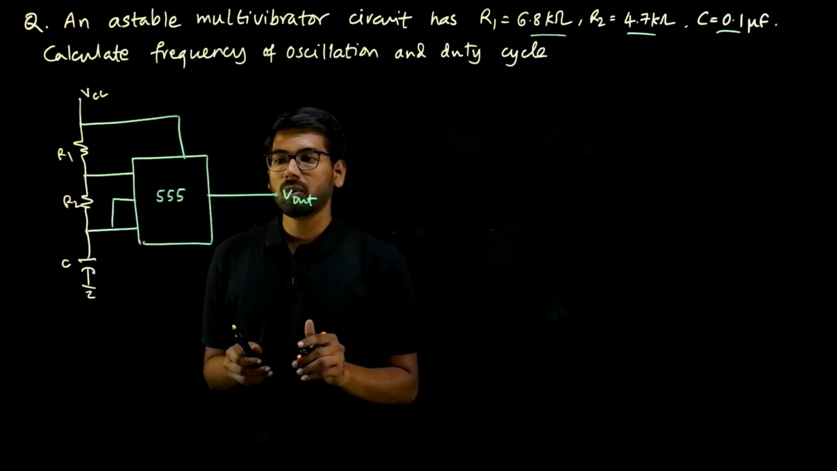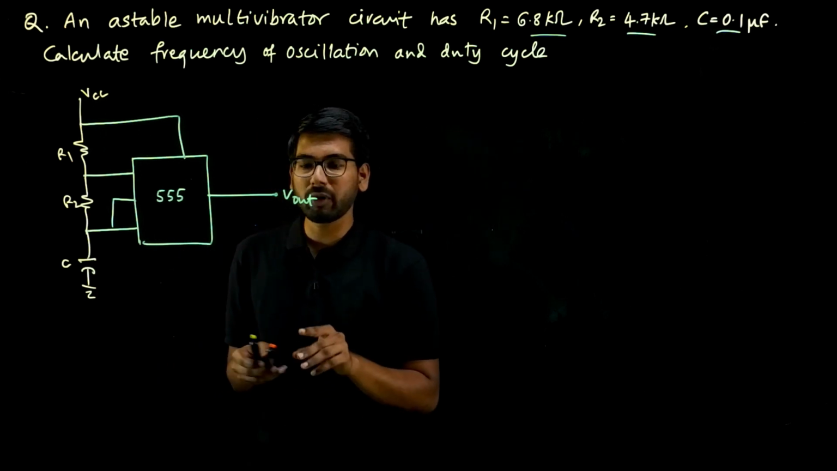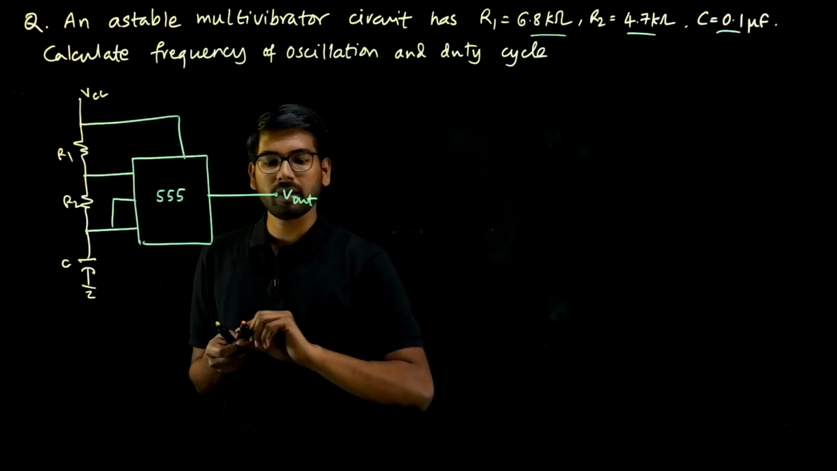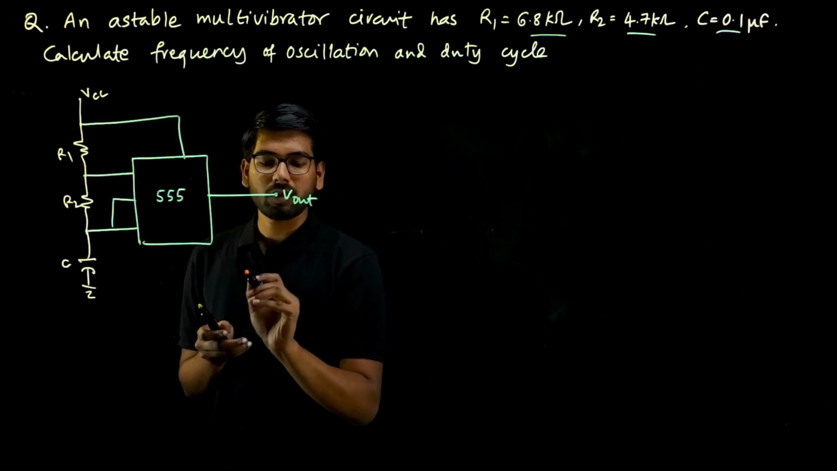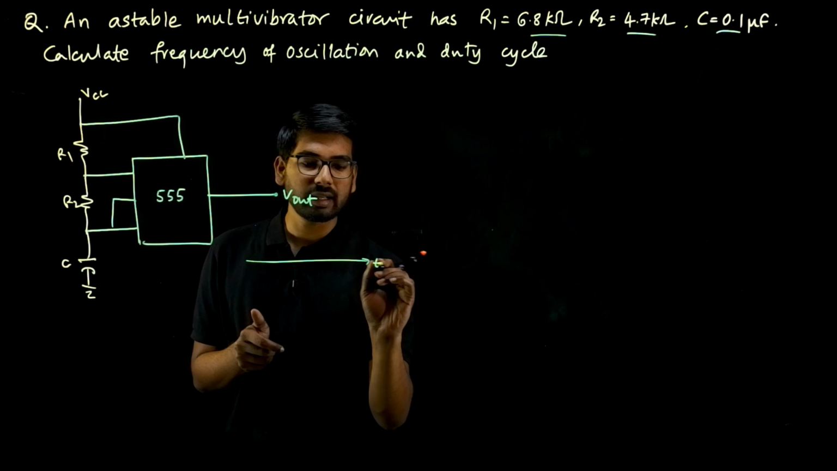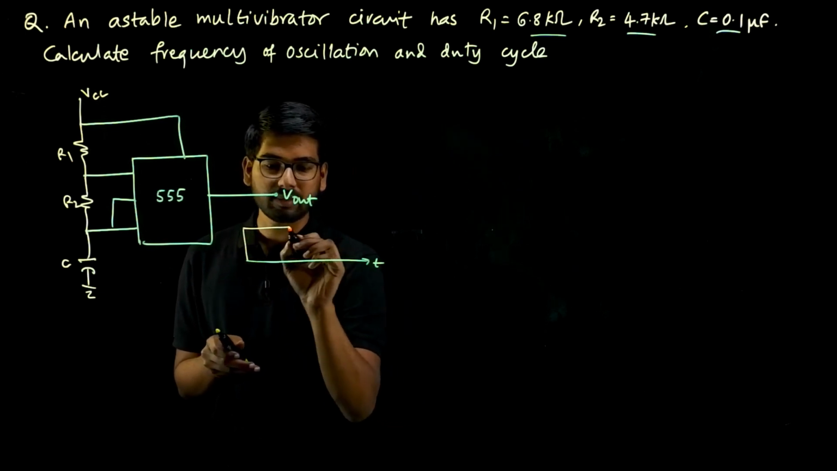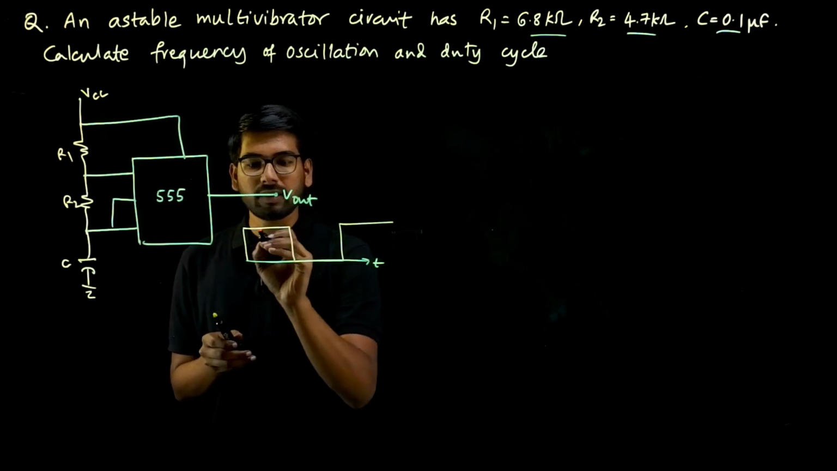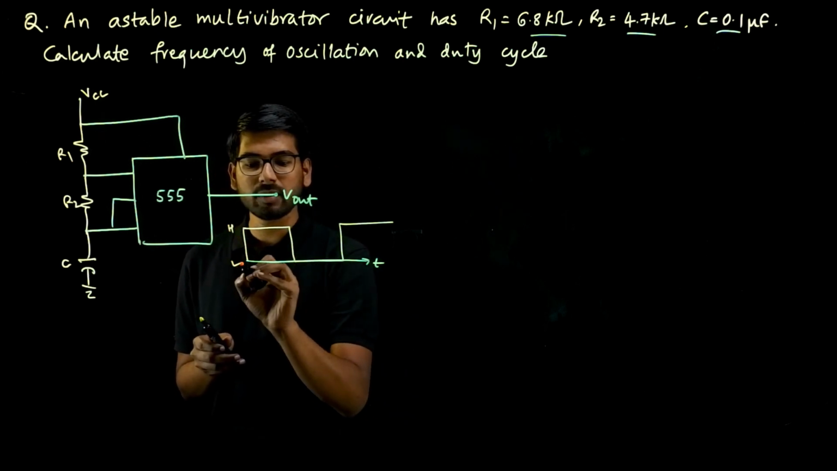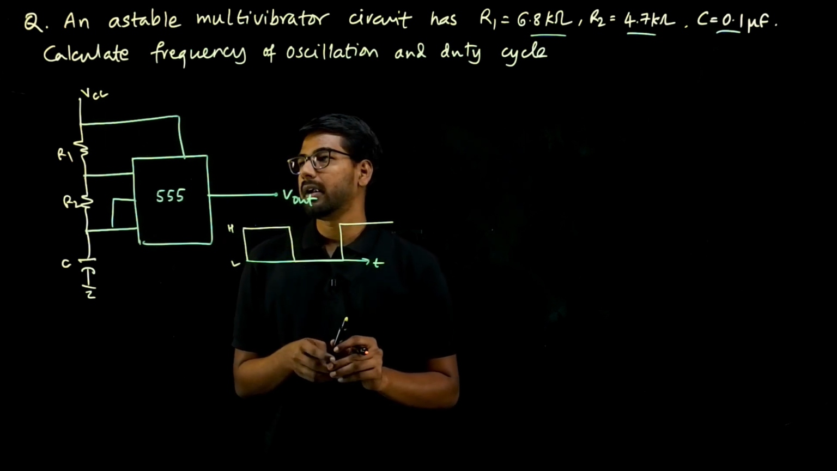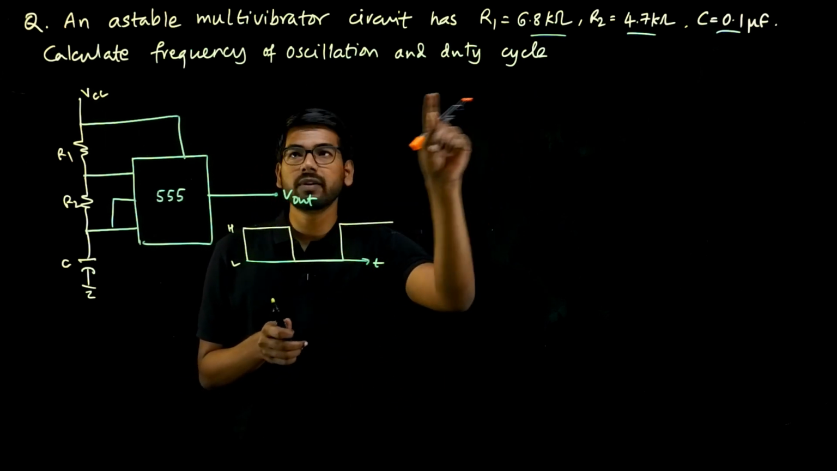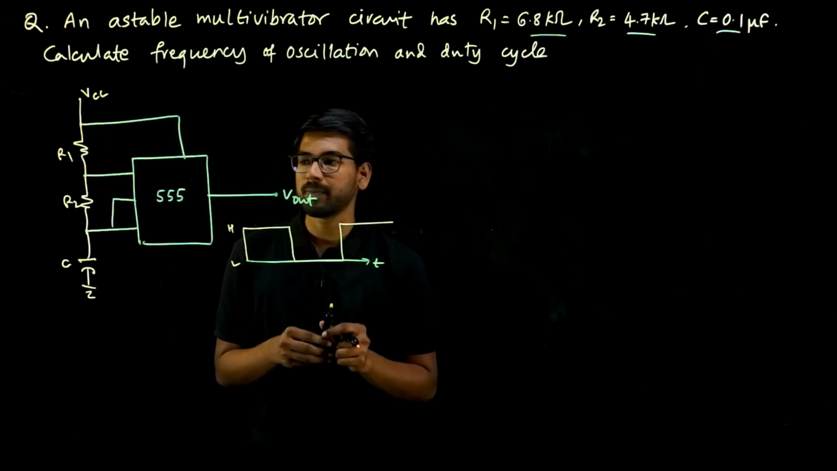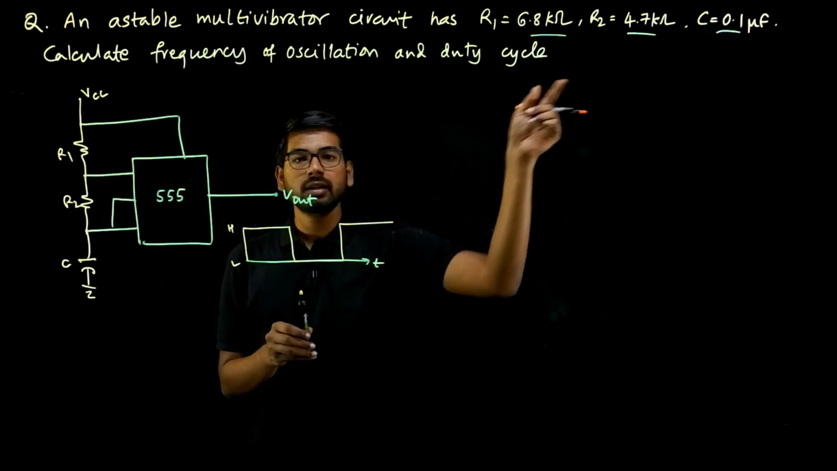So what does this circuit do? It produces a series of high and low voltages like this. So this is time. It produces signals something like this. Sometimes voltage is at high, sometimes voltage is at low. What is the frequency of this output voltage and what is the duty cycle of this output voltage is asked here, given the values of R1, R2 and C.